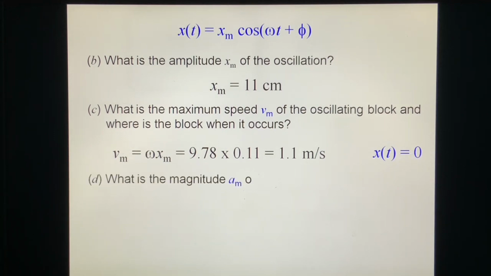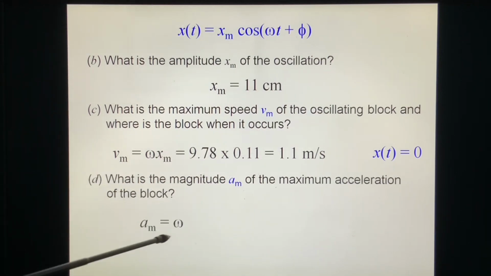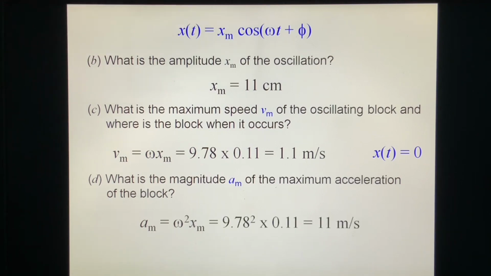What is the magnitude am of the maximum acceleration? Well, the acceleration is omega squared xm. You can find this one. Where is it? At x maximum, a is maximum.